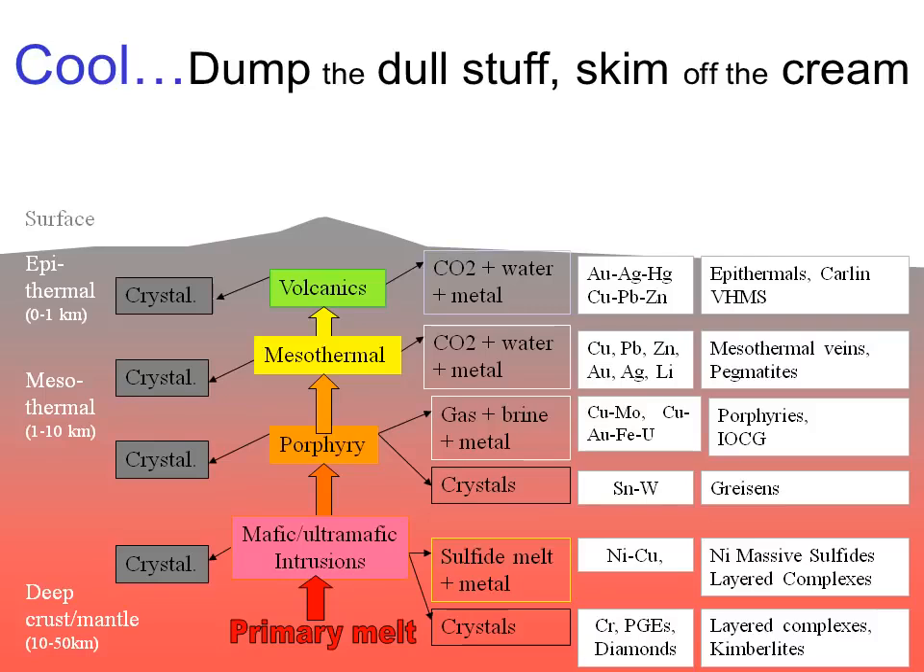We do get base metals such as copper, lead and zinc forming great deposits in this environment. The VHMS, or volcanic hosted massive sulfide deposits, are very important sources of base metals.